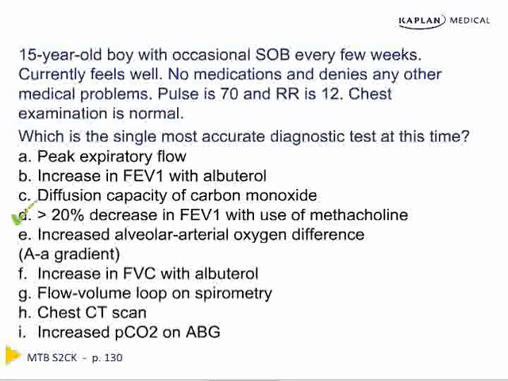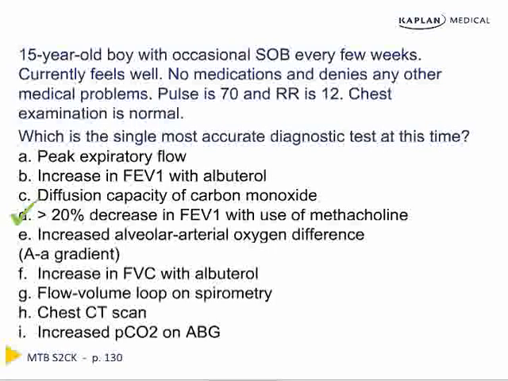The correct answer is D, a greater than 20% decrease in FEV1 with the use of methacholine. To help us understand this, think about the point that the patient is asymptomatic. This person is not currently experiencing an asthma flare. As we discussed, asthma is a disease characterized by exacerbations where airway hyperresponsiveness results in a transient and reversible degree of airway obstruction.